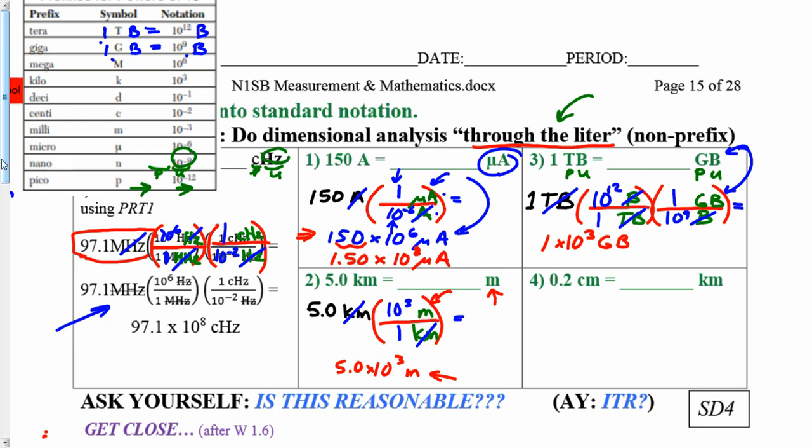Last one, 0.2 centimeters. We want to turn that into kilometers. Okay, multiply by a fraction.